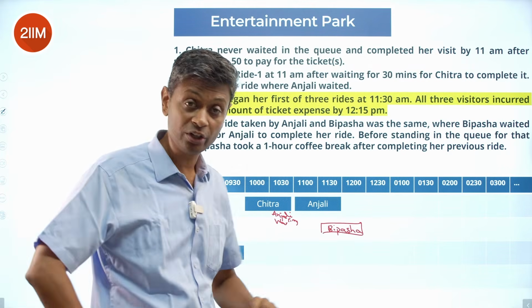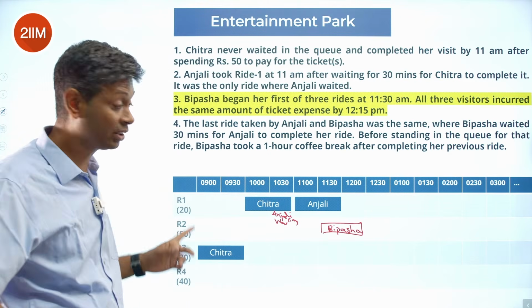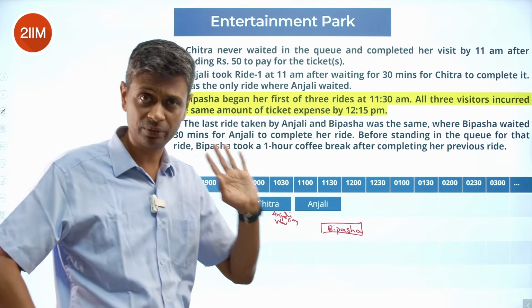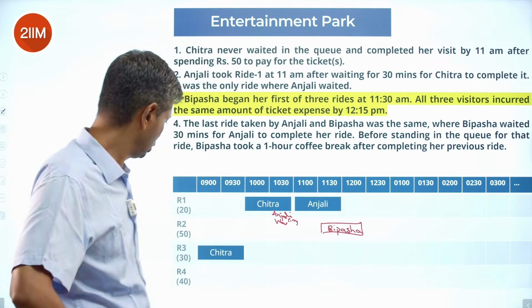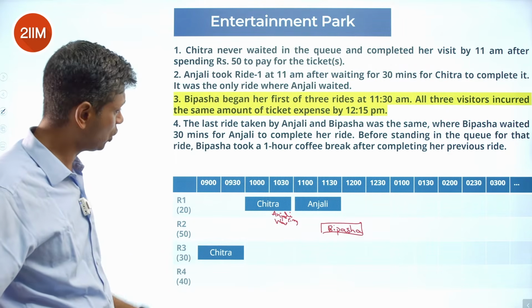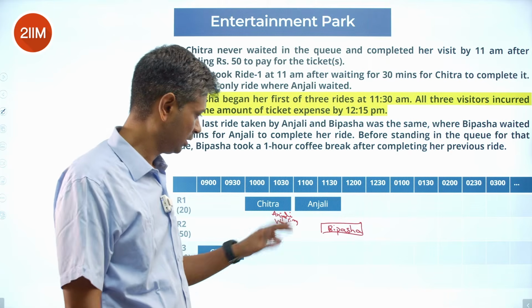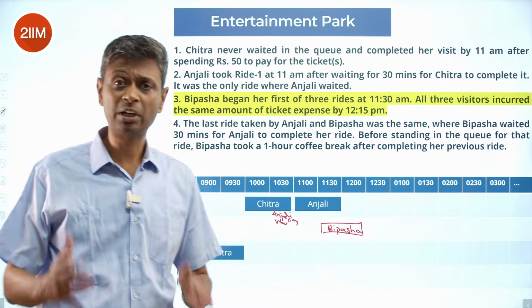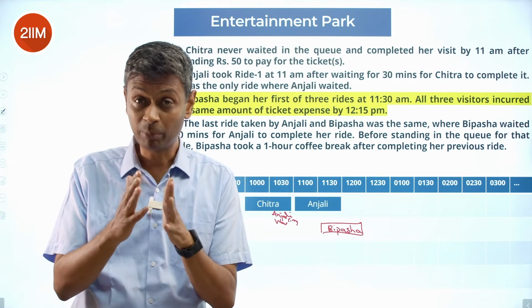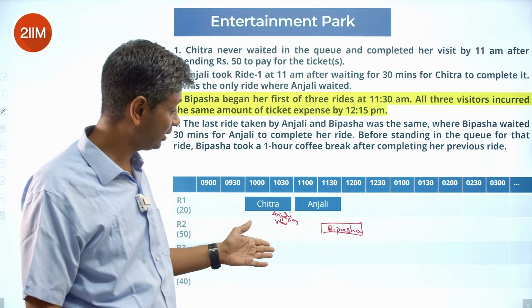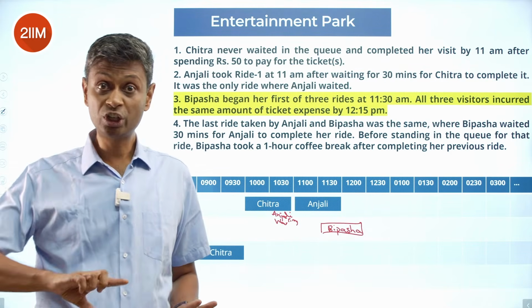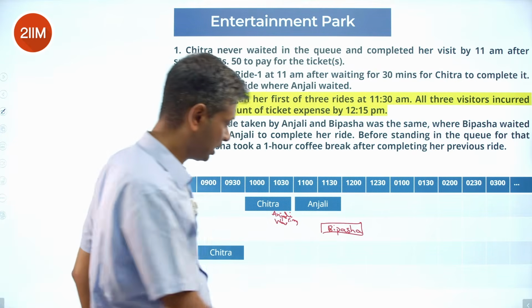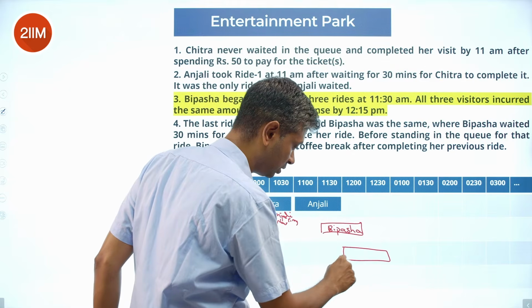Before 12:15, she should have spent another 20 rupees. This is 20, another 30 rupees. She should have taken the 30 rupee ride before 12:15. She should have started that. The 30 rupee ride is this one. She could not have done 10 to 11 because she was waiting for half an hour. She could not have done 9:30 to 10:30 because Chitra was on the ride. So she was waiting, but not in between rides. She was waiting before starting on her first ride. She comes there at 10:30 and she's waiting till 11. So she does the 30 rupee ride here. This is Anjali.